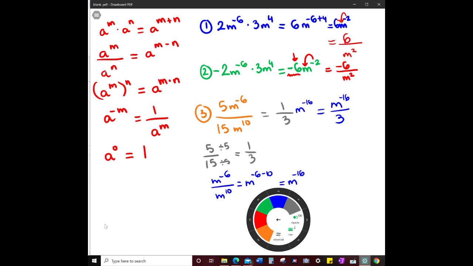And m to negative 16 is on top right now. So when we rewrite, we'll bring it to the bottom. And when you bring it to the bottom, no more negative sign. And then you still have 3 on the bottom. So on top, we don't have any number left. That will be 1. Okay? All right.